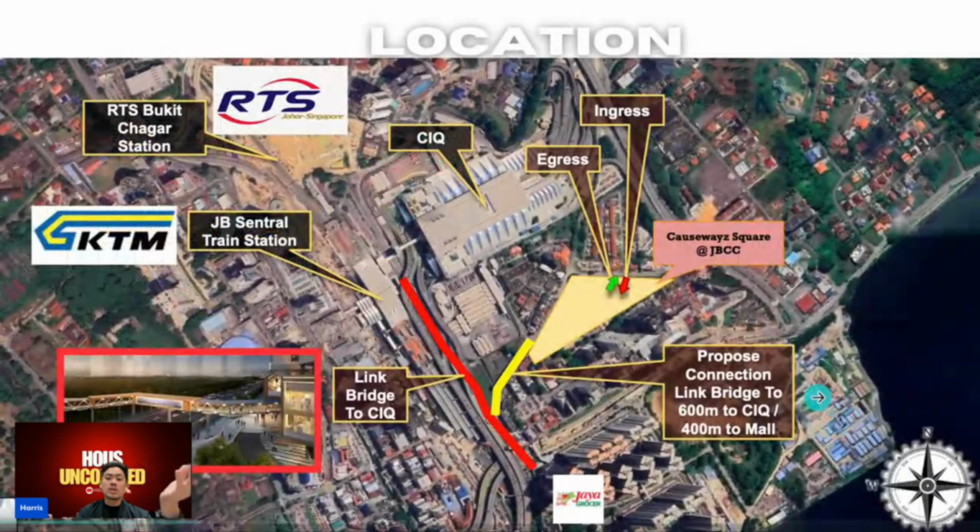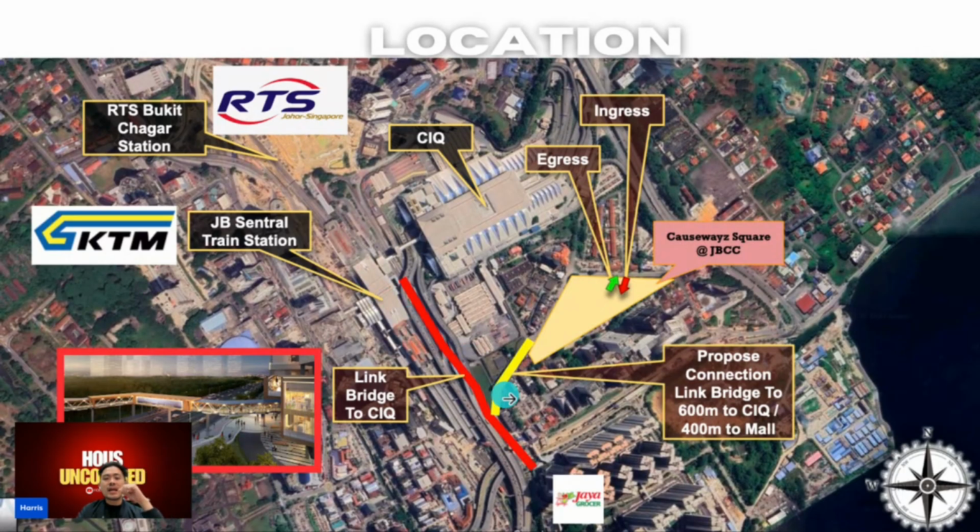Now let's zoom into the location of Causewayz Square. If you watched my previous walkthrough video, I actually walked from the site to JB Central. It took me about 6 minutes, which I find is nice, it's okay, it's not very far. The whole stretch of walkway is covered, so I didn't really sweat much. From JB Central, if you go to RTS, it's another 400 meters. So I presume it's another 5 more minutes. So from the site to RTS, as they advertise, they say it's about 10 minutes. I think it's quite achievable.